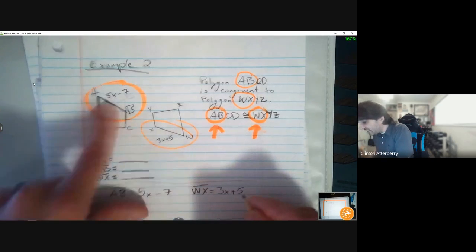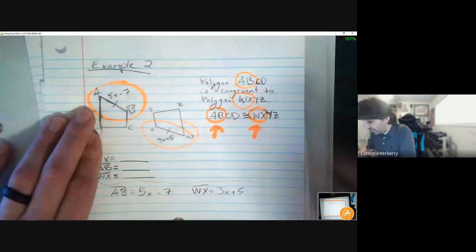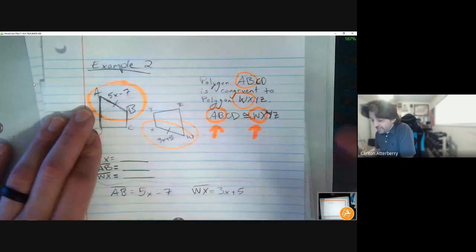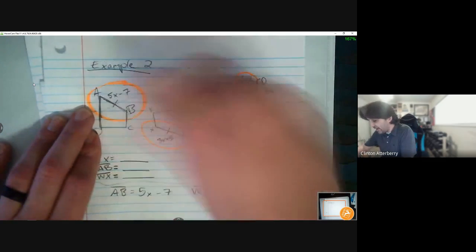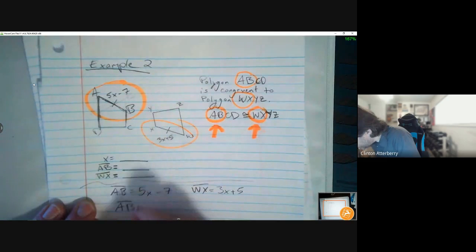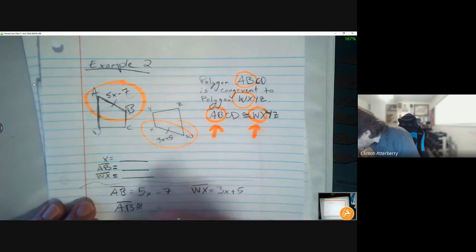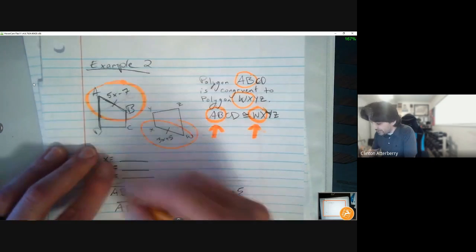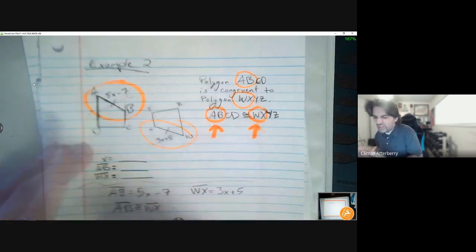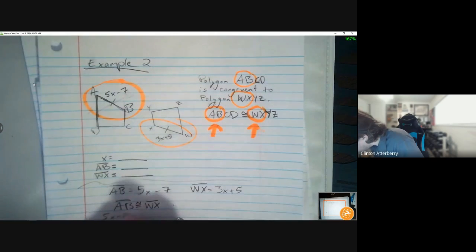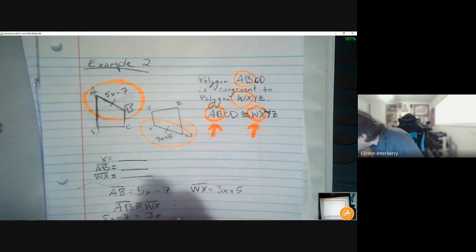So that means that this length and that length are the same, because the whole figure is congruent. Those pieces are in the same positions if I was to rotate that around. So we know AB is congruent to WX, which means they have the same length, that they're actually equal in length. So I'm going to say 5x minus 7 is equal to 3x plus 5.